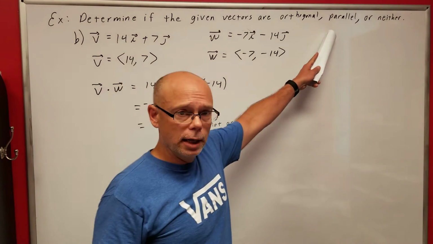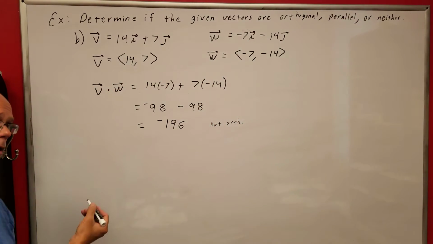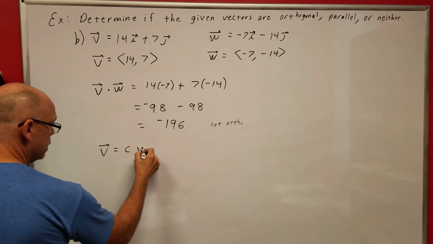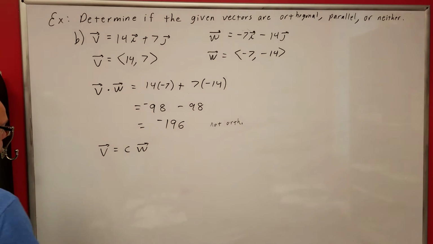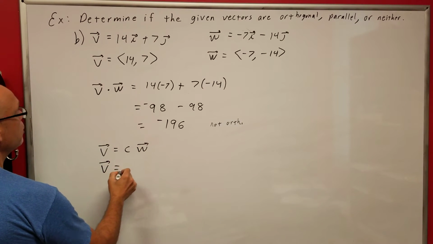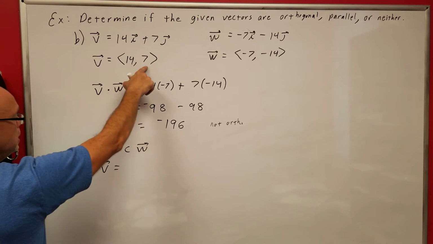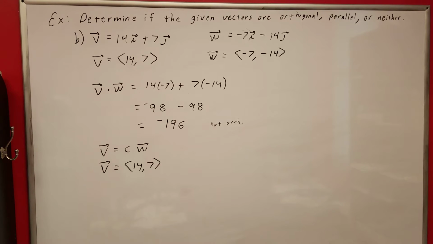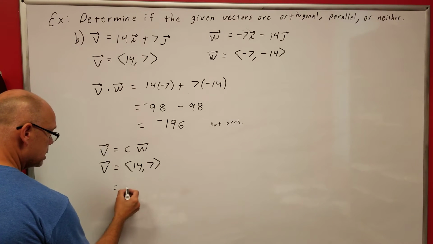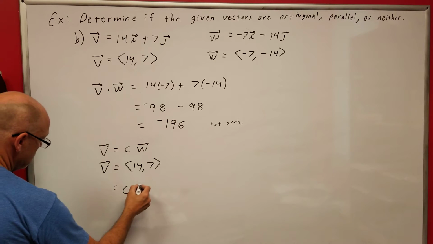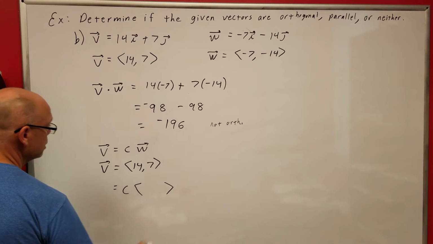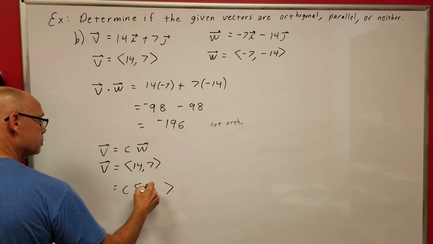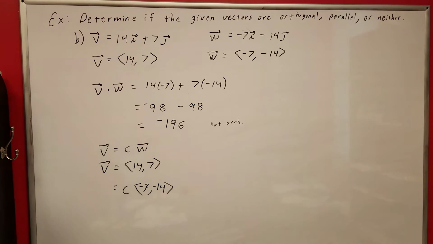Now, are they parallel? Let me see how I can test to see if they're parallel. Can I write vector v as c times vector w? Well, what is vector v in component form? We said vector v was 14, 7. So let's write 14, 7. Now, can I rewrite this as some scalar c times vector w? What is vector w? Negative 7, comma, negative 14, right?